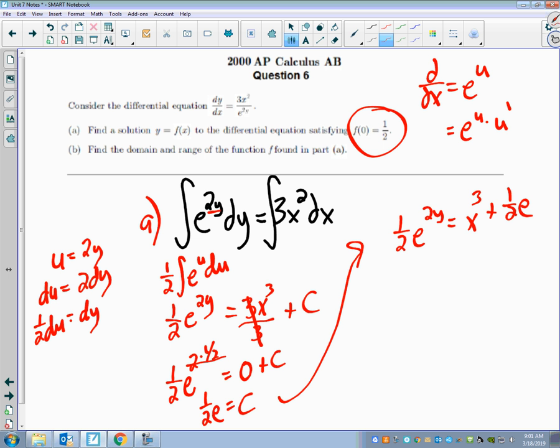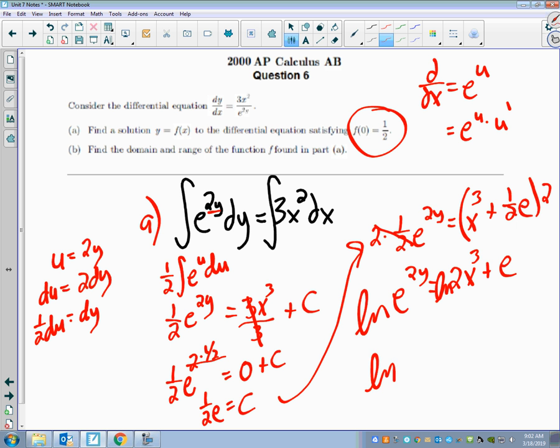Now what do we do? We want to solve for y. So what would I do to solve for y? Multiply by 2. Let's get rid of the 1/2 first, right? So let's multiply both sides by 2. So then that just becomes e to the 2y equals 2x cubed plus e. Then I'm going to ln. So I get ln of e to the 2y equals ln of 2x cubed plus e.